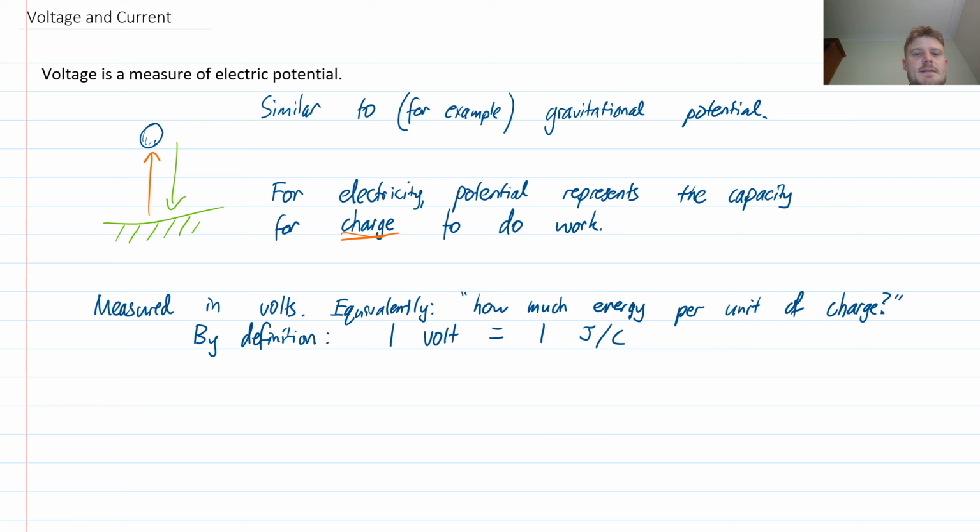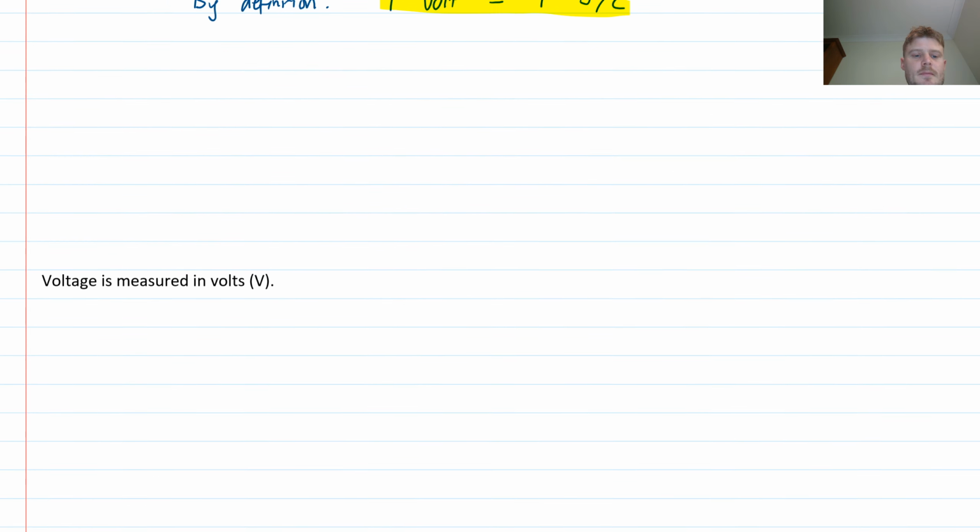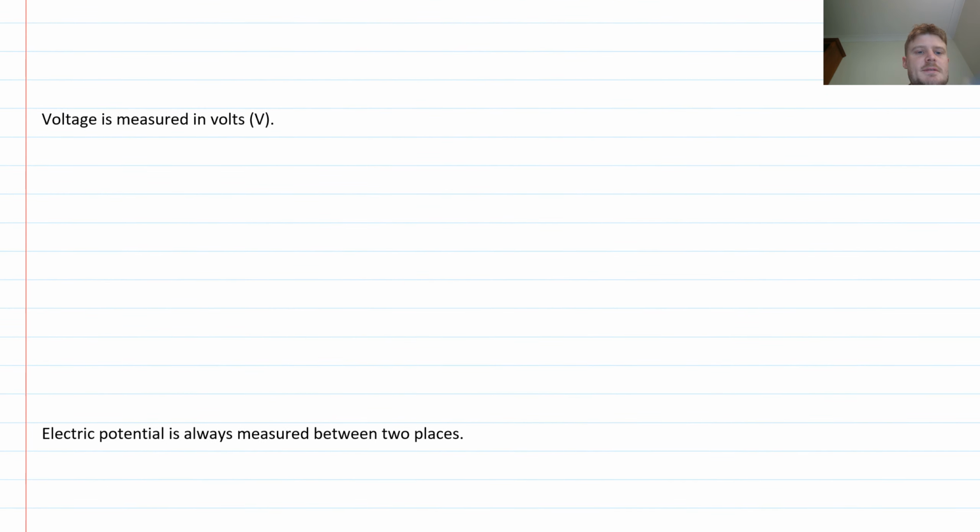And so it's this definition that 1 volt is 1 joule per coulomb. This is an important fact, and you should remember this. So you should remember that a volt is equal to a joule per coulomb. So yes, voltage is measured in volts, as I already spoke about. And let's remind ourselves one more time. I'll write this down. 1 volt equals 1 joule per coulomb. Very important fact for you to remember.